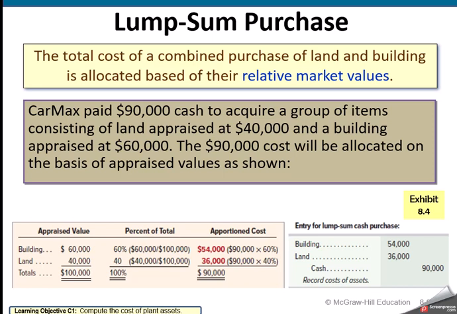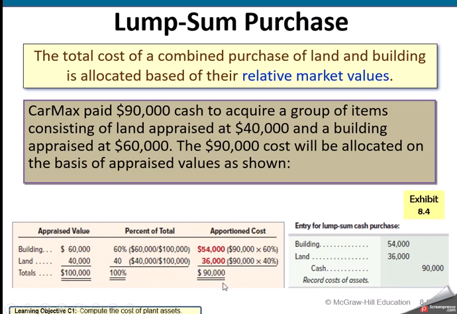Now, it is true that if you're going to buy an existing building and land, you're going to pay a lump sum purchase. So because you're a business and you're thinking, okay, I paid $90,000 and it's for land and a building, how do I break those out? So you can go through here and say, well, here's our appraisal. The building appraised at 60,000, the land appraised at 40. I didn't pay 100,000 for it though.